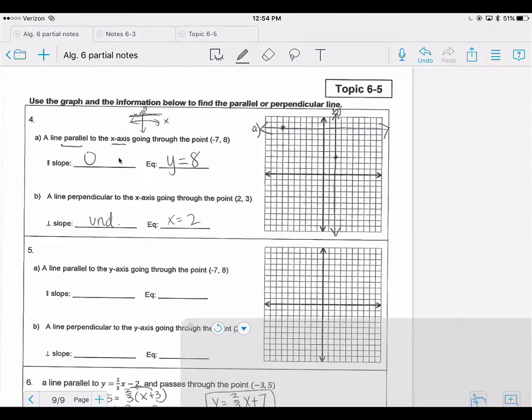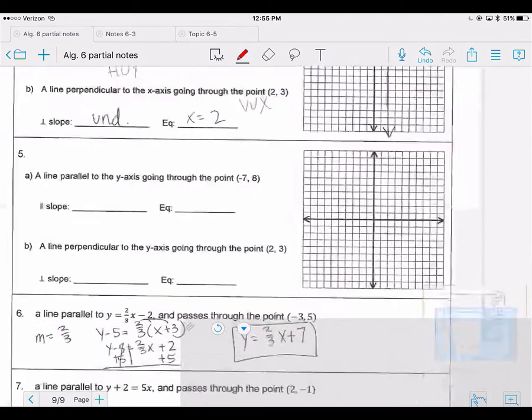because it has a slope of 0. It is a HOI, and therefore y equals my y point. The point 2, 3 I have plotted here for line B. It is perpendicular to the x-axis, meaning it goes through the x-axis. This is a vertical line, so it is a VUX. And it has an undefined slope, and it is x equals my x point.